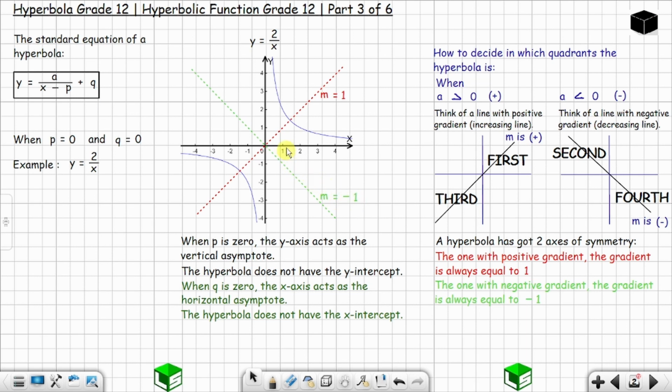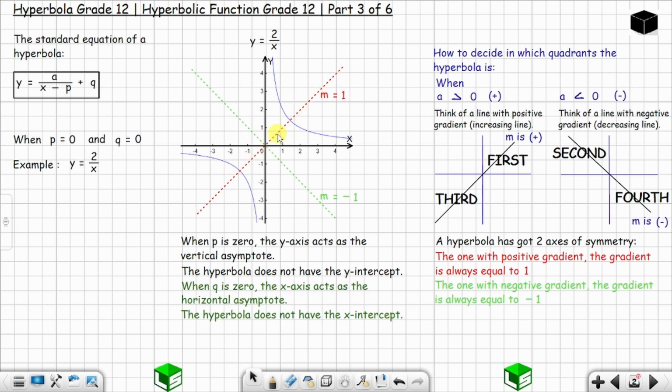You can see if you try to fold the hyperbola around this axis, this part is going to lie exactly on top of this part. Or you can try to fold the hyperbola around this axis. You can see this part is going to lie exactly on top of this part. Even this part is going to lie exactly on top of this part if you try to fold the hyperbola around this axis of symmetry.